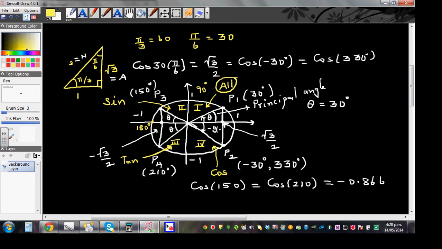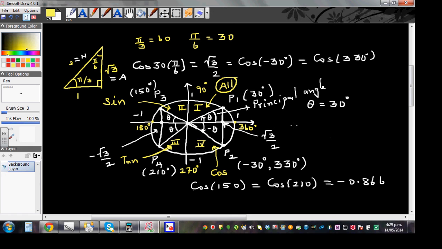In the third quadrant, any angle between 180 to 270 is in the third quadrant. And in the fourth quadrant, it is between 270 to 360. In the fourth quadrant, cos is going to be positive.